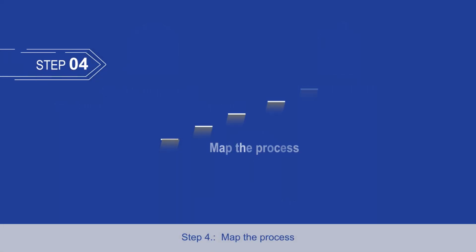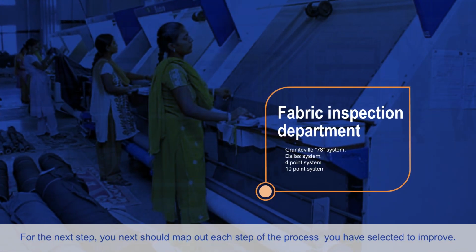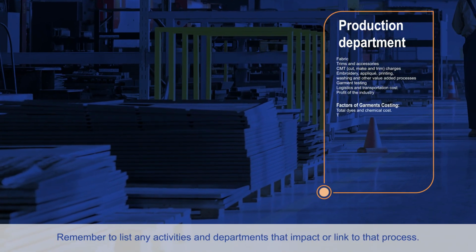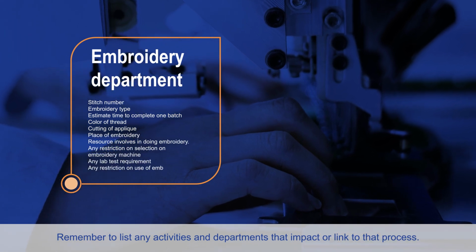Step 4. Map the process. For the next step, you should map out each step of the process you have selected to improve. Remember to list any activities and departments that impact or link to that process.